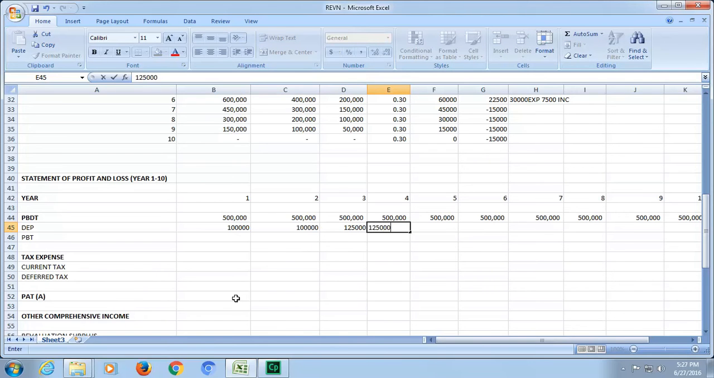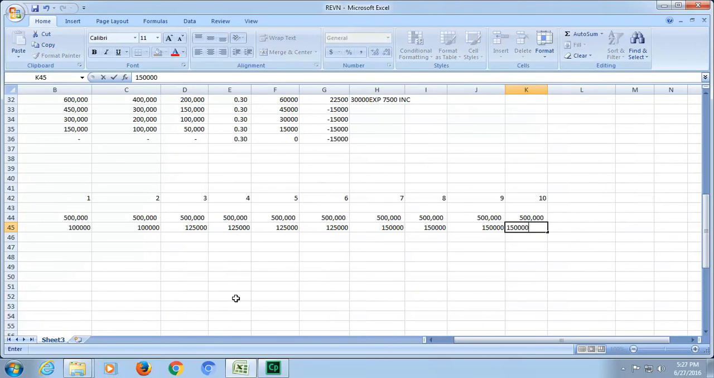Fourth year it was 1,25,000. Fifth year it was 1,25,000. Sixth year also it was 1,25,000. From the seventh year onwards it became 1,50,000 because of further revaluation. Eighth year, ninth year also it was 1,50,000. The last year it was 1,50,000. So we have taken the depreciation figures as well.